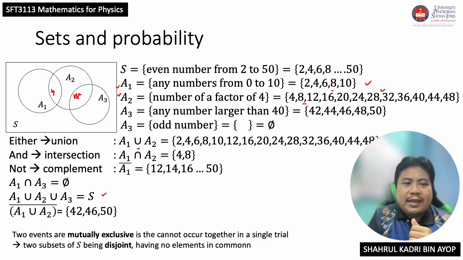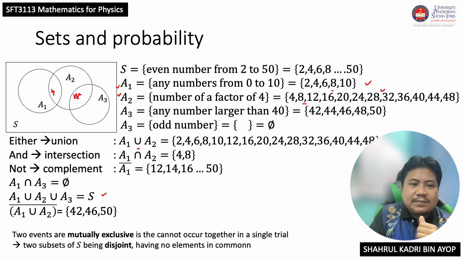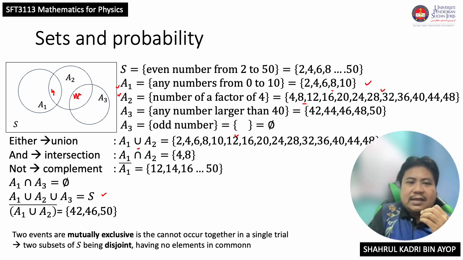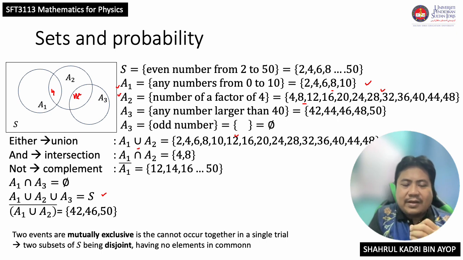Alright, so for A1 and A2, when we combine them, anything which does not satisfy the condition of A1 union A2 is left: only 42, 46, and 50. So this is the complement, or not A1 union A2.